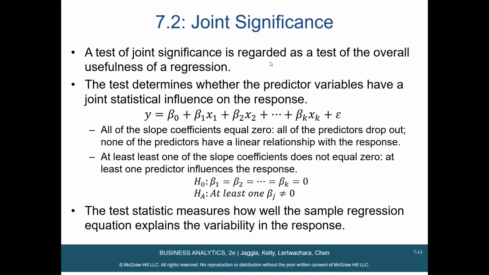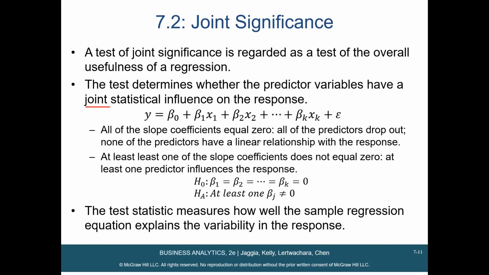The test of joint significance is regarded as a test of the overall usefulness of a regression equation. This is why it's the criteria. We don't want to proceed if this isn't met, because then we have to throw out our data, get new data, or just do something different. The test determines whether the predictor variables have a joint statistical influence on the response.